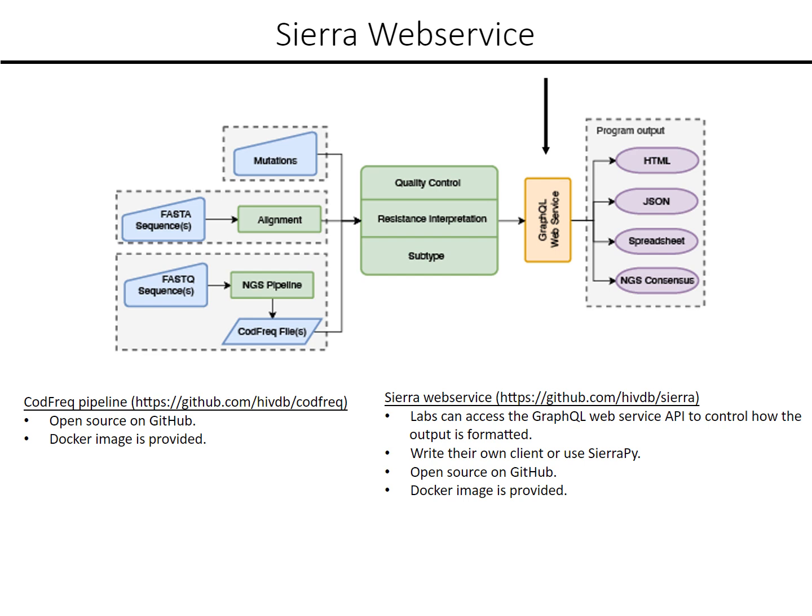However, if users want to control the process of interacting with the drug resistance interpretation program and of formatting the output, they can access the GraphQL web service through its API. They can write their own client or use a client we developed called Sierra Pi. They can also run the entire program locally using the Sierra Docker image.